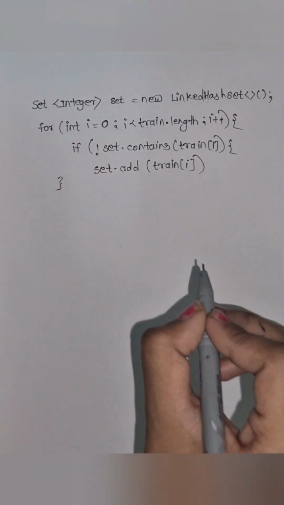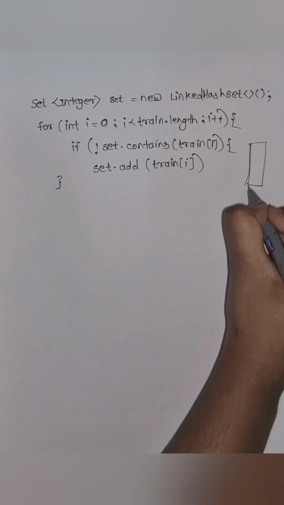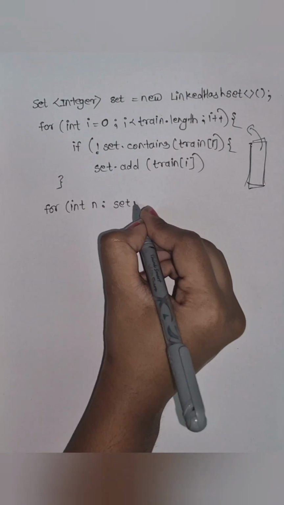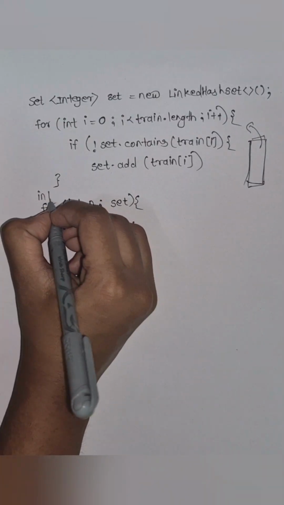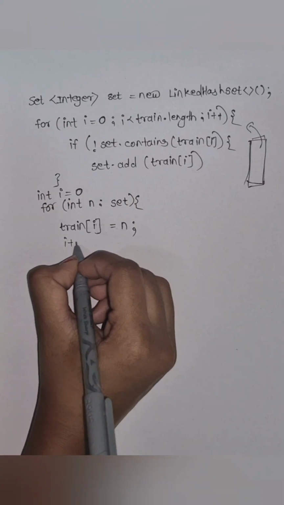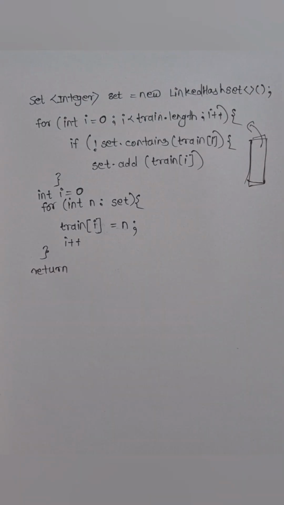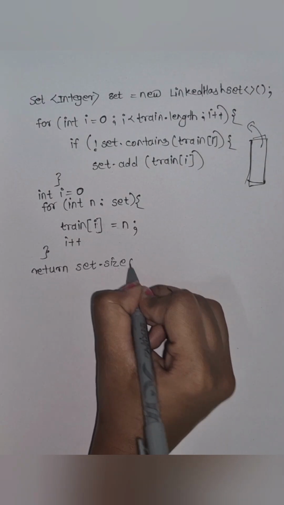Now we have found all the unique elements and we have put them in our set. Now from this set we need to put them back into our array. So for each n in set, train[i] = n, here we need to take one pointer, i = 0 and then i++, and here we need to return the length of the array where the first k unique elements appear. We know the number of first k unique elements is the size of the set, so set.size, we can also write this.